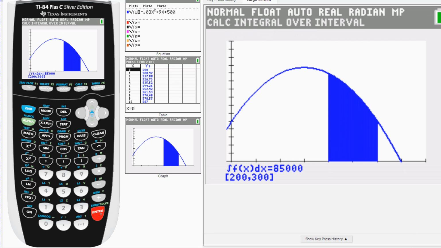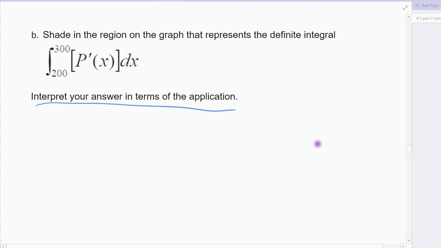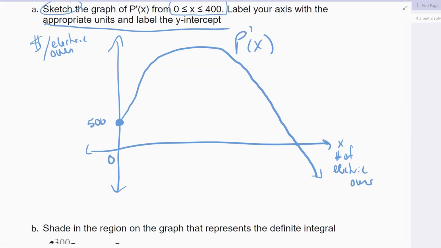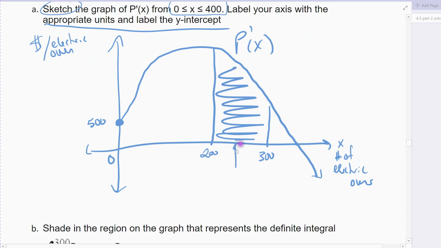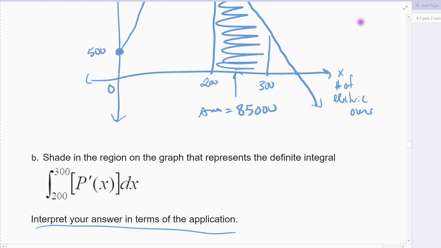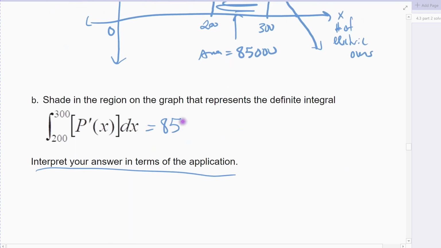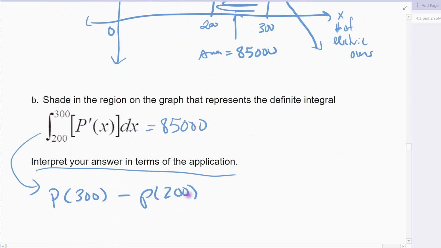Alright, so when I go back to my picture, I shade it in. Again, it should reflect this: 200 was roughly about right here, 300 was roughly about right there, and there's the area that was shaded in. Again, this area came out 85,000, which is what this integral equals. So remember what that integration means. That integration really is the difference between the profit at 300 versus the profit at 200. That's the net change theorem. That's what that integral equals.